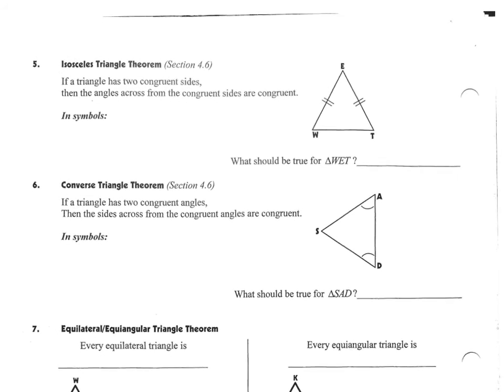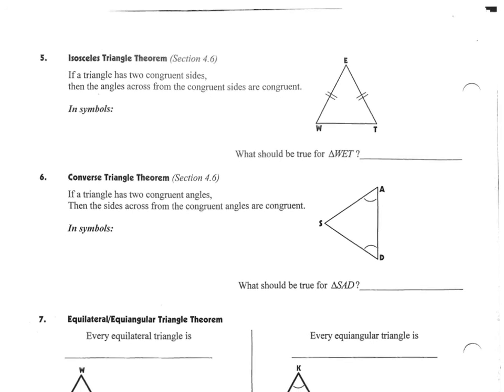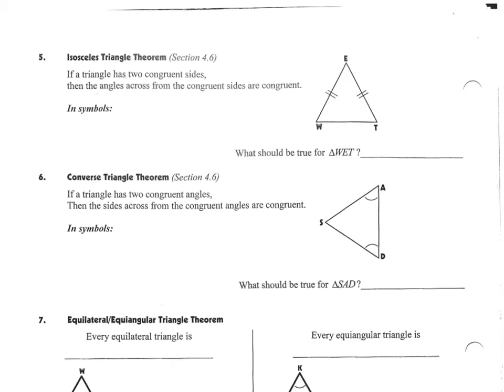All right, so let's look at our isosceles triangle theorem. This is from section 4.6. The next following things will all be from section 4.6. So if we look at this, it says if a triangle has two congruent sides, then the angles across from the congruent sides are congruent. So therefore, in symbols, if we have a triangle with two congruent sides, then that implies that in that triangle, the angles across from those congruent sides are congruent.